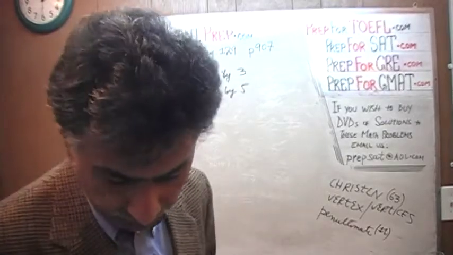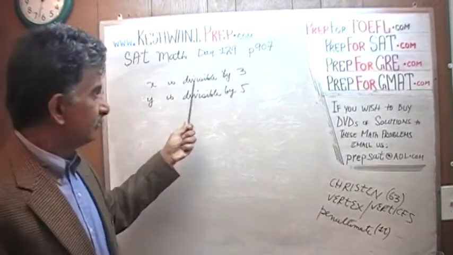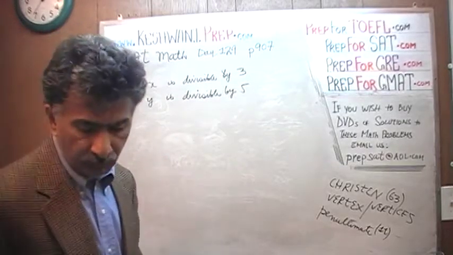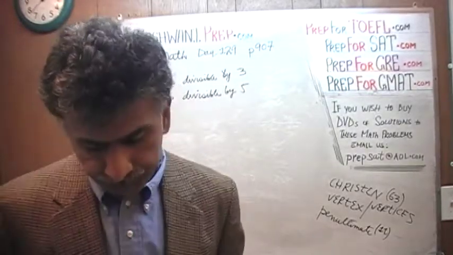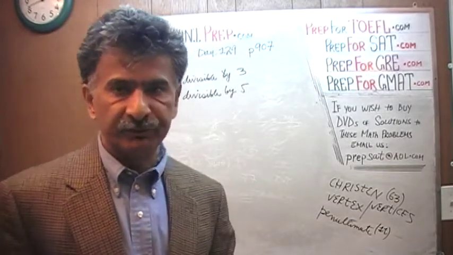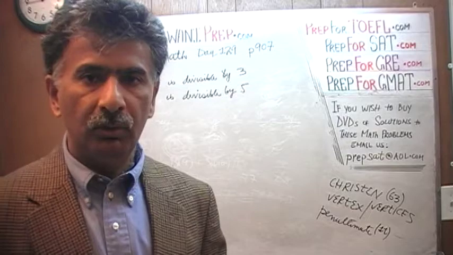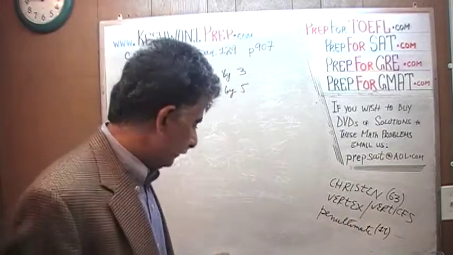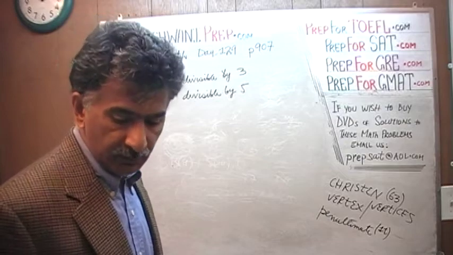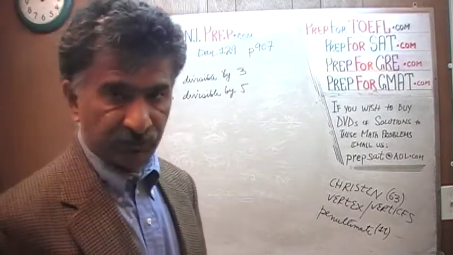Problem number 15. We are told that we have quantity x which is divisible by 3, and we are told that this quantity y is divisible by 5. The question is, which of the following must be divisible by 15? They use the word must, which means something that has to be true all the time. We are looking for a quantity that must be divisible by 15 all the time. That has to be divisible by 15.